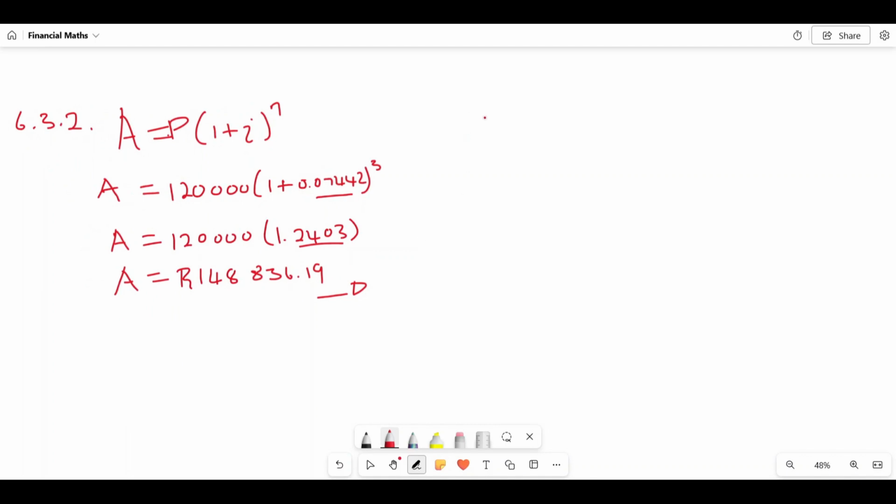For 6.3.3, let's just use a timeline. I think a timeline will be great for this question, just so that we can see the picture of what is happening here. So let's start at T0, and then end at T4, which is the end of the 4th year. Then we'll have 1, 2, 3.